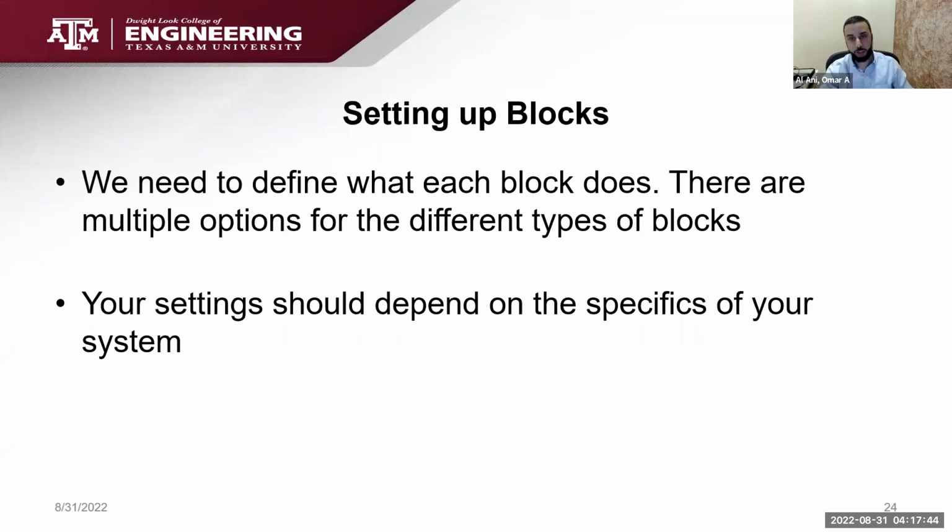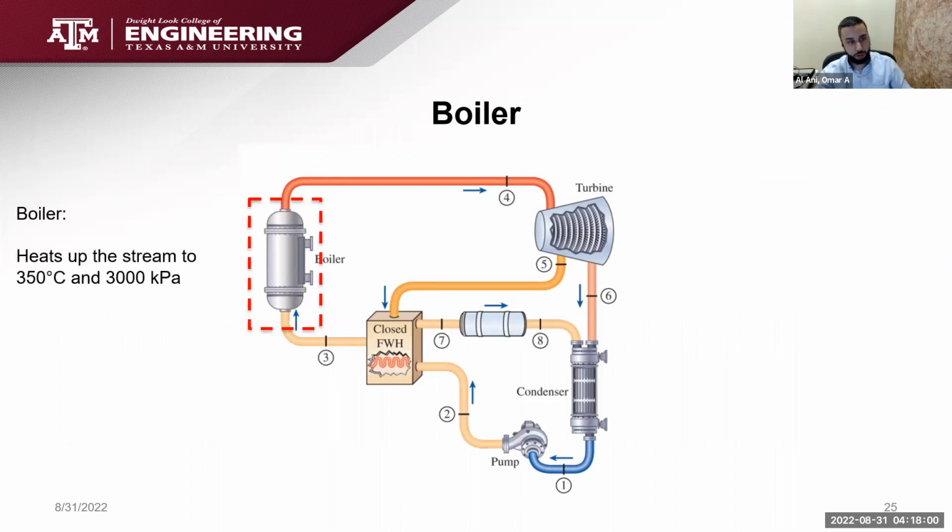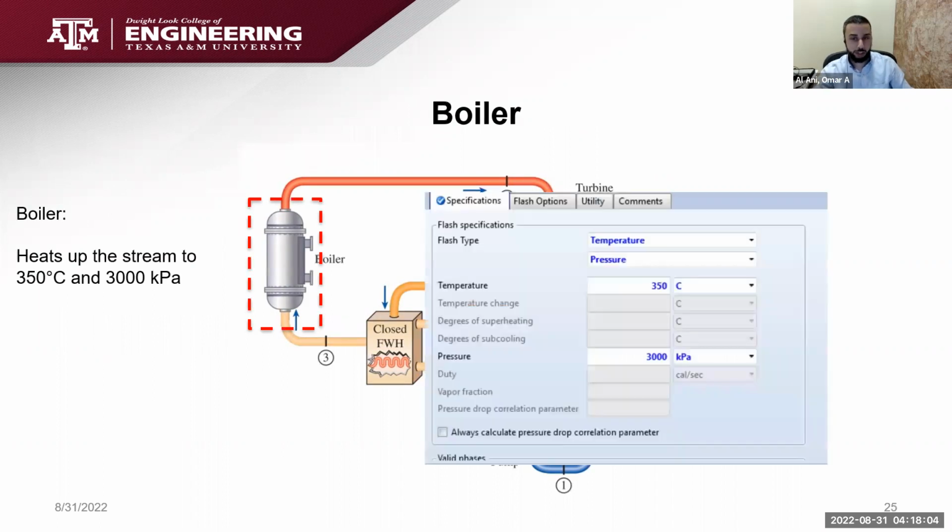So we need to define what each block does. And there are multiple options for the different types of blocks, and it really depends on the specifics of your system. So we'll go ahead and go block by block. So we have one block, which is the boiler. So what does the boiler do? So the boiler heats up the stream to 350 degrees Celsius and 3000 kPa. And we need to tell it that.